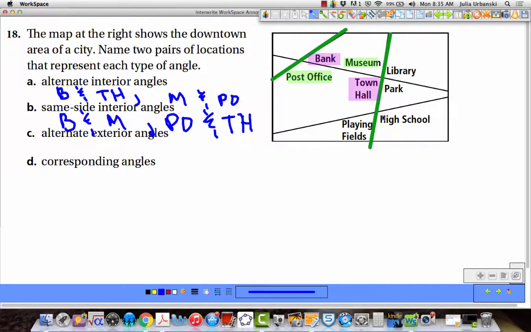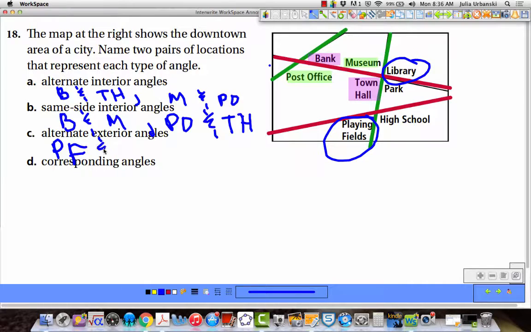Alternate exterior angles. You don't have any over here. The library doesn't have anything alternate exterior. So we have to switch over here. The playing fields and what? The playing fields and the library. That's right. Playing fields, the library. Those would be alternate exteriors right here. So PF and L. Playing fields and the library. Are there any others? Alternate exteriors? Museum and high school. Museum and high school. Good. And there's a lot that are corresponding angles. I guess we can talk about.